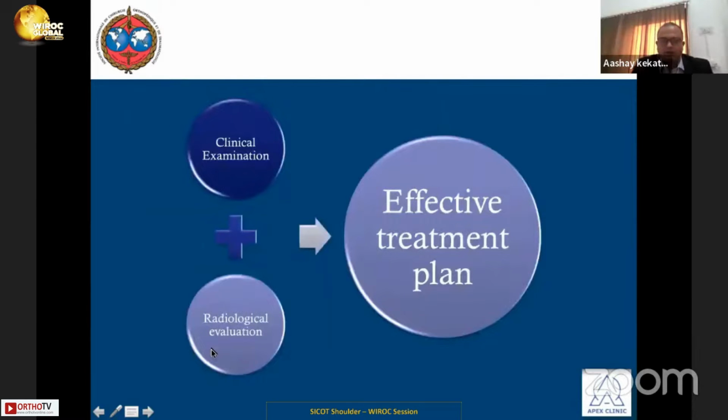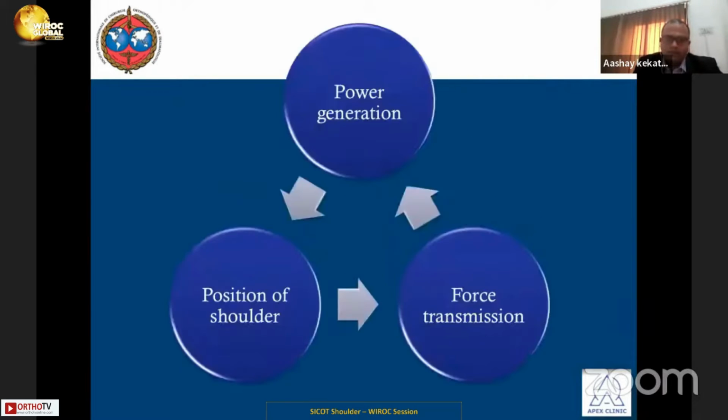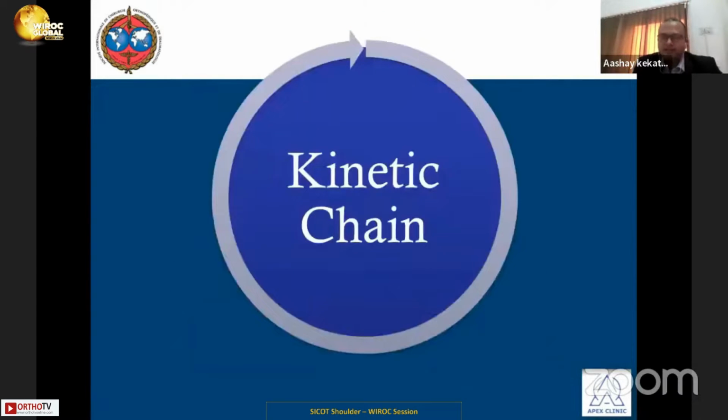So, as pointed out, we are struggling with a gamut of confusion. So the clinical examination and the radiological examination can give us an effective treatment plan. Why? Because we are dealing with the power generators, which are positioning the shoulder in 3D space, resulting in force transmission, so establishing a kinetic chain. And whenever instability happens, there is a breakage in the chain.